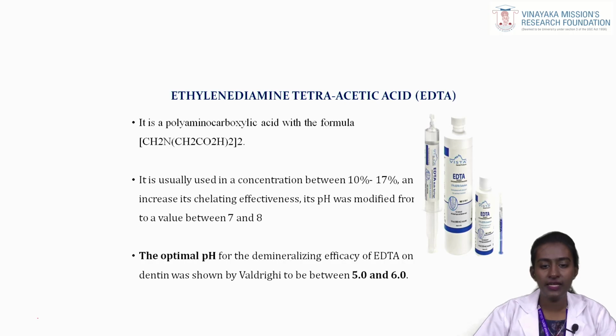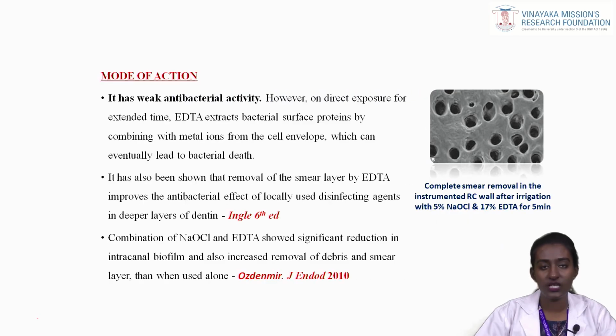First, EDTA. It is used in concentrations between 10 to 17% with a pH of 7 to 8, but the optimal pH for demineralizing efficacy is between 5 to 6. It had a weak antibacterial activity. On direct exposure, EDTA extracted the bacterial surface proteins by combining with the metal ions, and it eventually led to bacterial death.